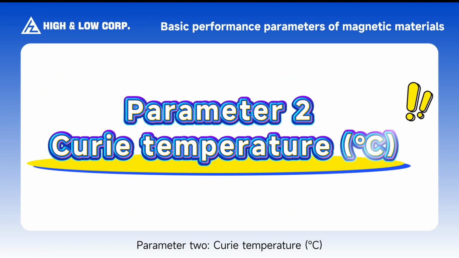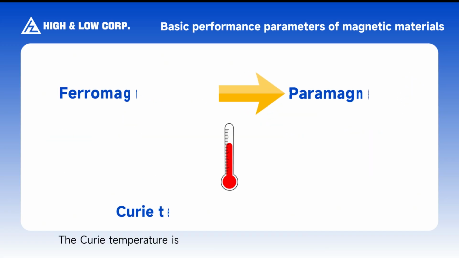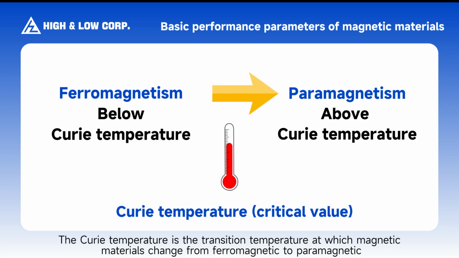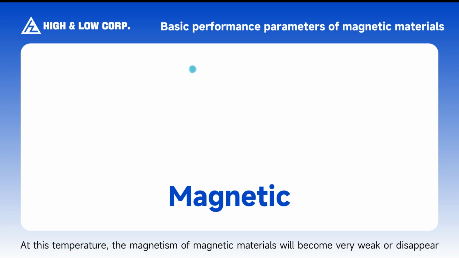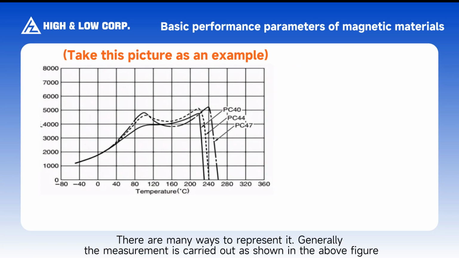Parameter 2. Curie temperature, in degrees centigrade. The Curie temperature is the transition temperature at which magnetic materials change from ferromagnetic to paramagnetic. At this temperature, the magnetism of magnetic materials will become very weak or disappear. There are many ways to represent it.